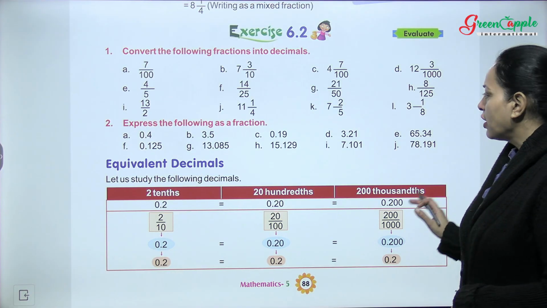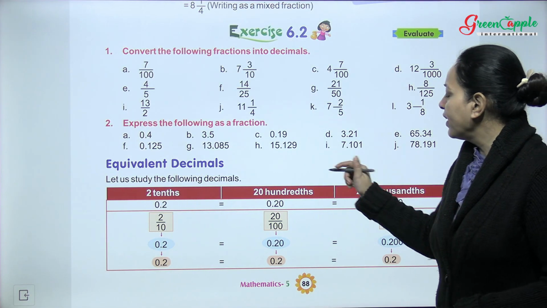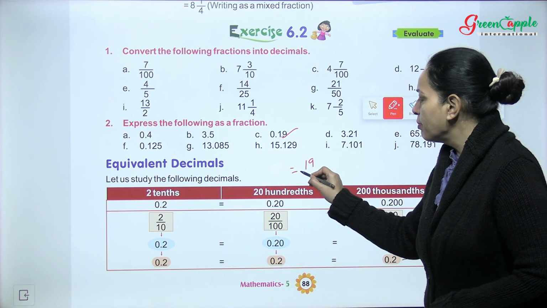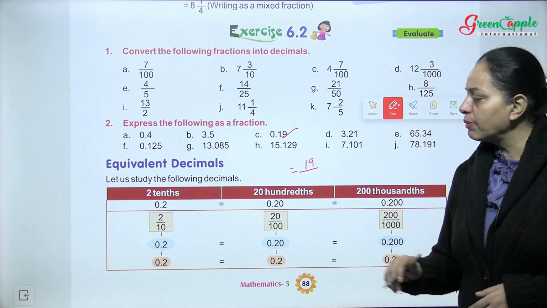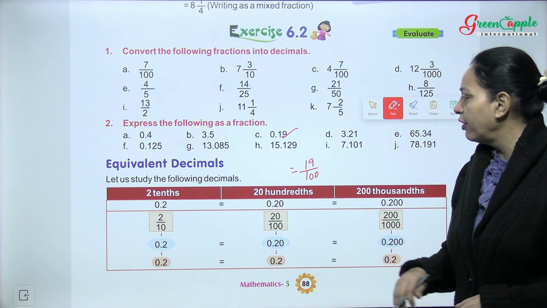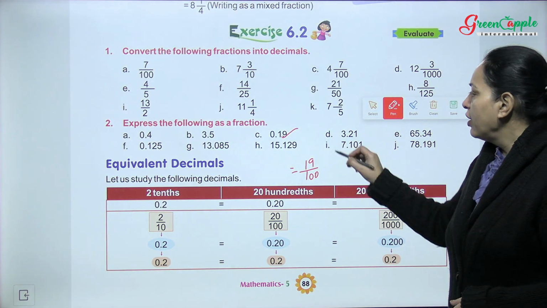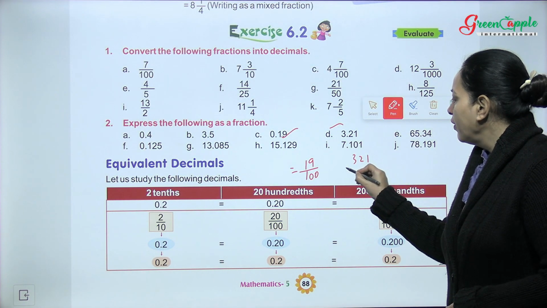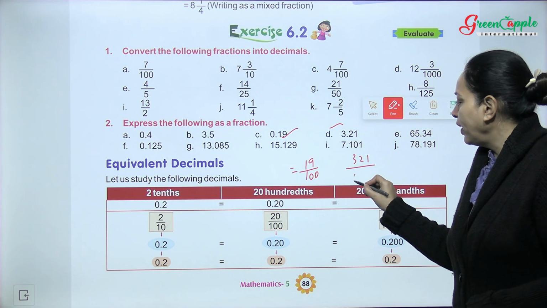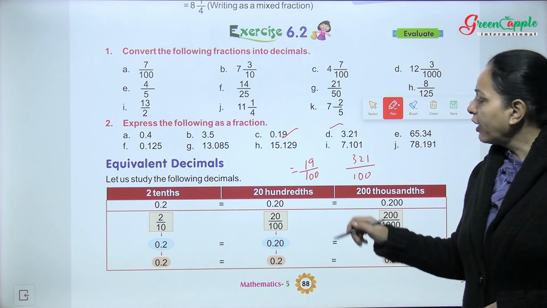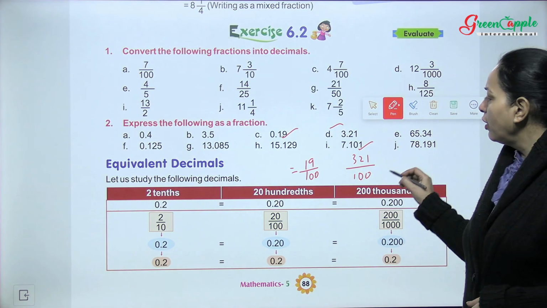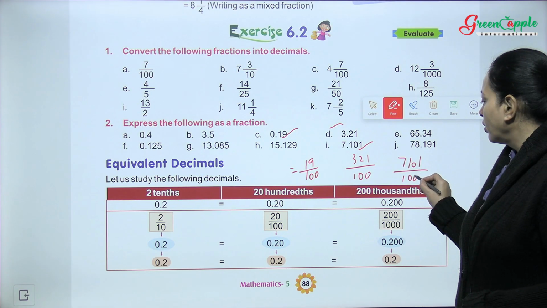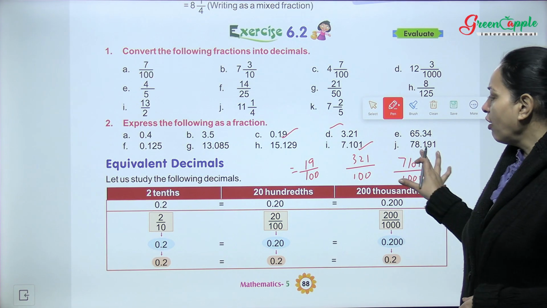The second one: express the following as a fraction. Like here, C part: 0.19. So what will you get? Remove the decimal. Here 2 digits after the decimal, so 19/100. There is no cancellation, leave it. Now D part: 3.21. So what to do? Remove the decimal and after the decimal 2 digits, so write here 100. I part: 7.101. Remove the decimal. How many digits after the decimal? 3, so write here 1000. So these are the fractions.